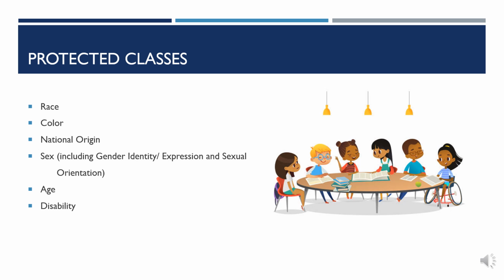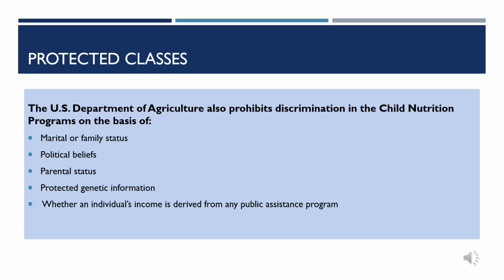Classes protected under civil rights policy include race, color, national origin, and sex. This includes gender identity, expression, and sexual orientation, age, and disability. The USDA also prohibits discrimination in the child nutrition programs on the basis of marital or family status, political beliefs, parental status, protected genetic information, and whether an individual's income is derived from any public assistance program.